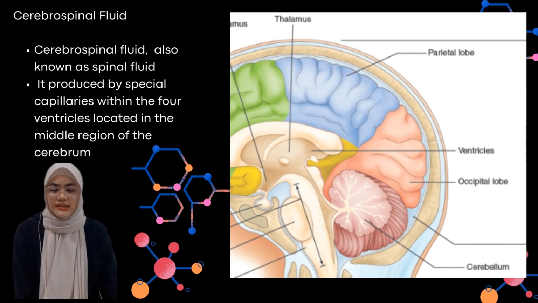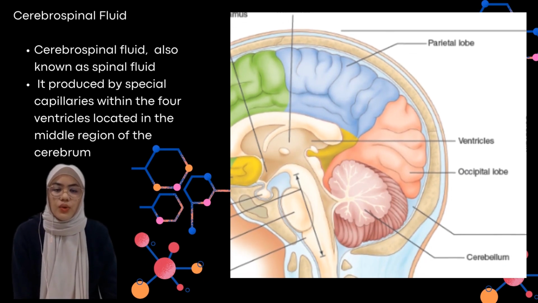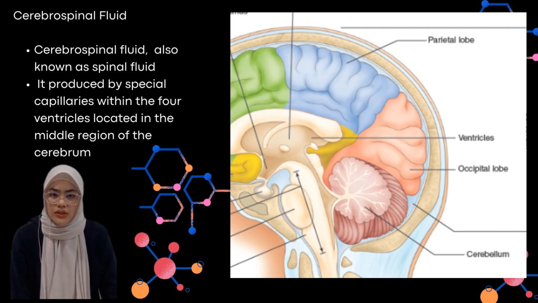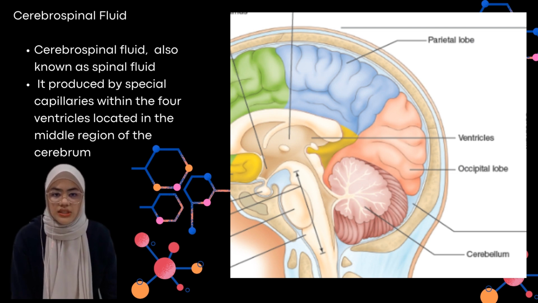And the next one is cerebrospinal fluid. Cerebrospinal fluid, also known as spinal fluid, is produced by special capillaries within the ventricles located in the middle region of the cerebrum. Cerebrospinal fluid is a clear, colorless, watery fluid that flows throughout the brain and around the spinal cord. The functions of this fluid are to cool and cushion these organs from shock and injury, and to nourish the brain and spinal cord by transporting nutrients and chemical messengers to these tissues.